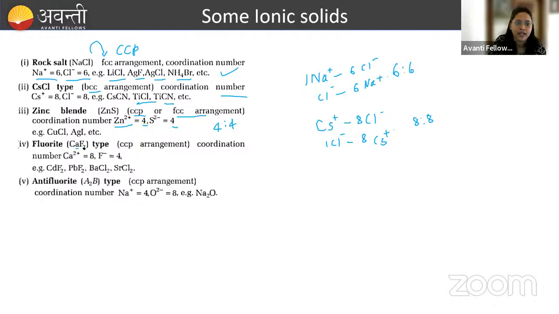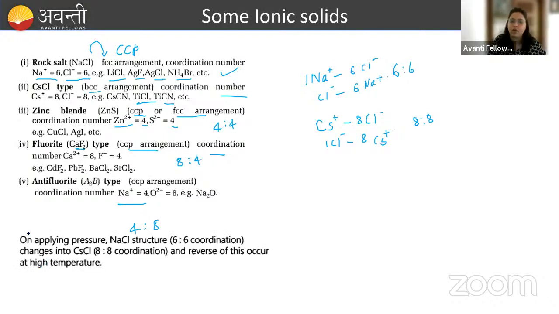Next, fluorite, CaF2 type. Here a CCP arrangement is there. Here the coordination number is different. For Ca2+ it is 8, and for F- it is 4. So it is 8:4. Next, antifluorite. Here it is the reverse of the fluorite structure: Na+ has coordination number 4, on the other hand O2- has 8. Okay? So this is all about ionic solids. Remember this, if a simple question comes, this is the answer.